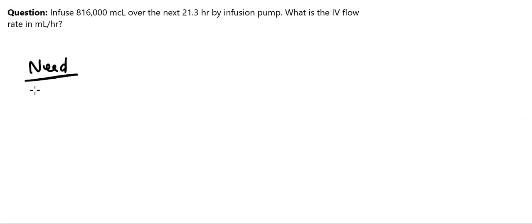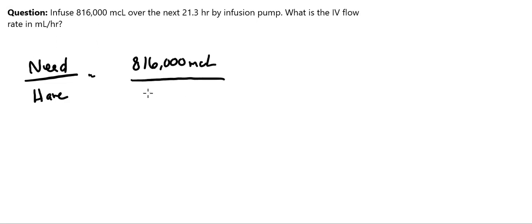Let's keep using the pattern of need over have. I need to use these 816,000 microliters, and I have 21.3 hours. Now, to convert from microliter to milliliter, you're going to divide by 1,000. After you do that enough times, you're going to remember it, but I would make a note card if it hasn't stuck yet. It's not something I have to do often, so I got myself a note card.